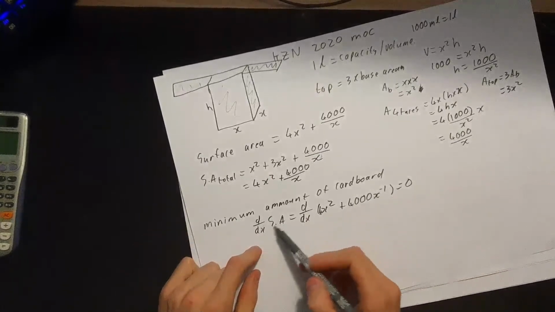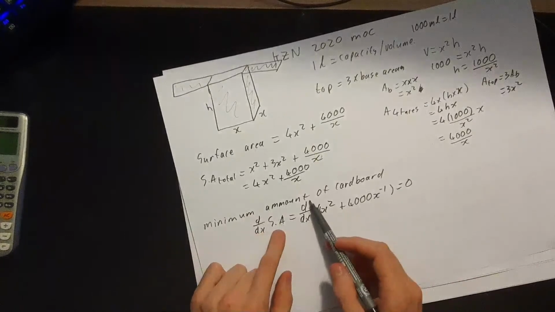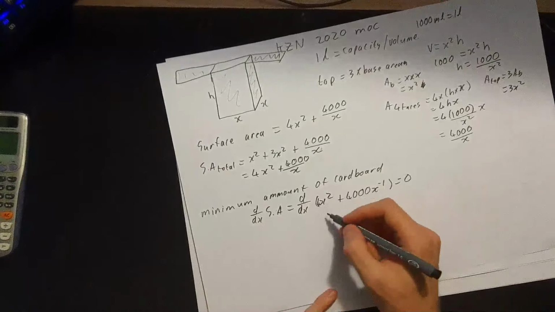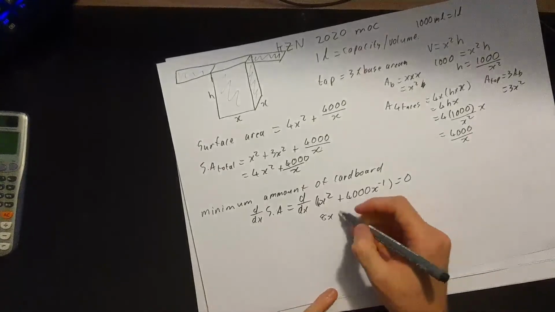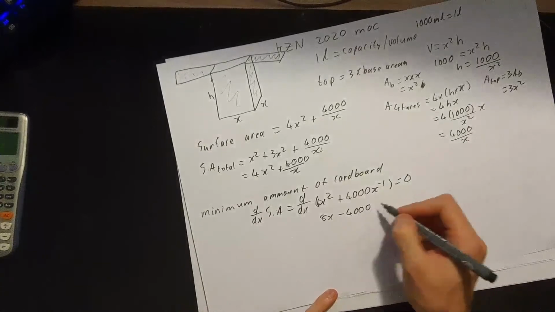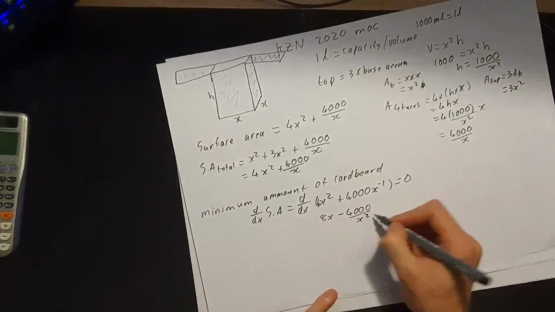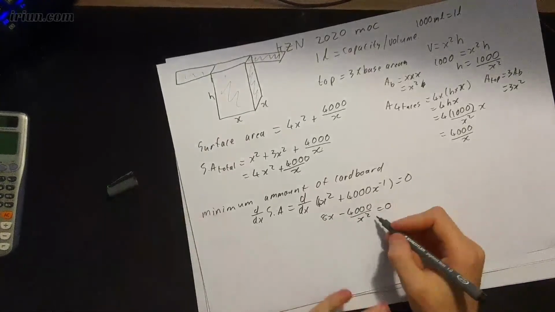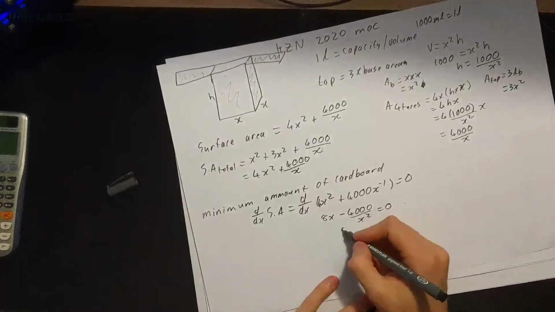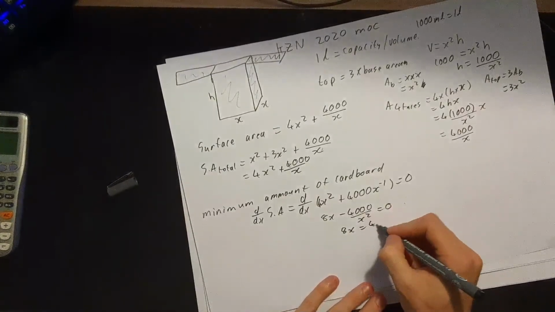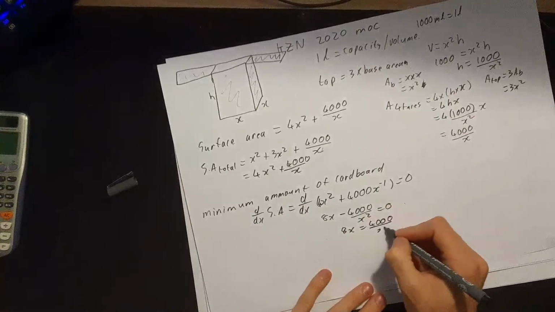You're saying you're doing the derivative of the surface area, which is equal to the derivative of the function, equal to 0. So if we find that, that's going to be 8x minus 4,000 all over x squared equals 0. And now we've got to solve this out. So I'm going to take that over. So we're going to have 8x equals 4,000 all over x squared.